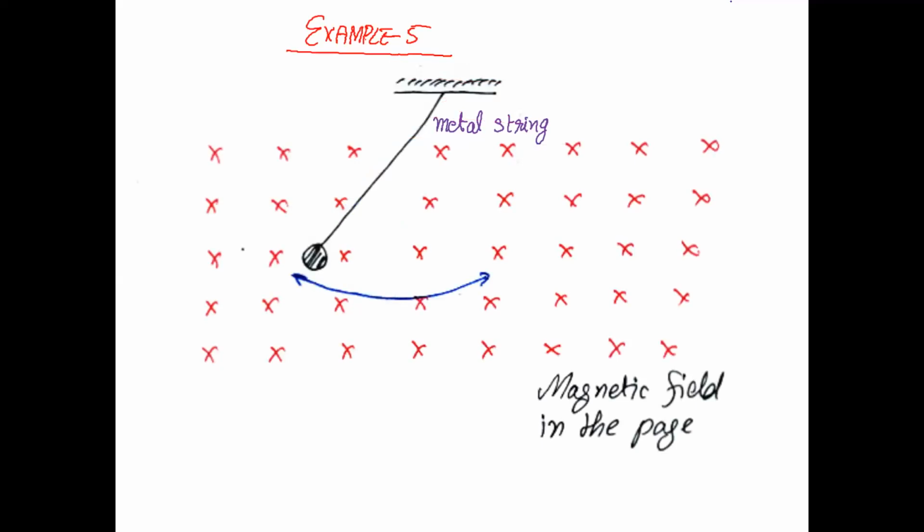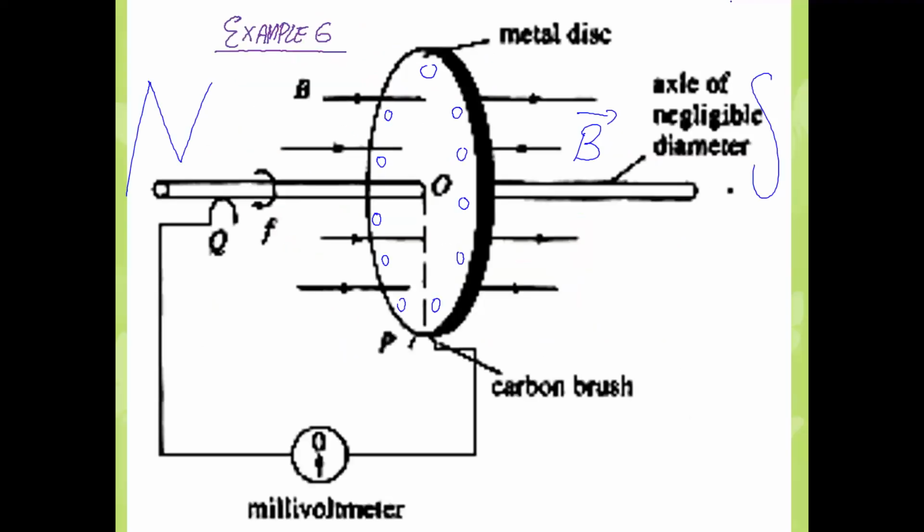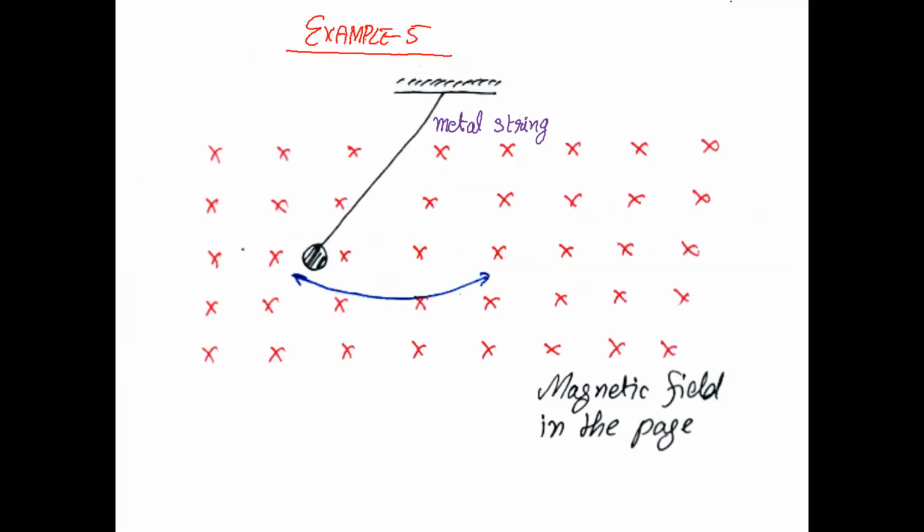See this example. Now it's a metallic string, and the metallic string is vibrating in a magnetic field. Look at the magnetic field crosses. As it is cutting the field lines, it will induce an EMF. And once it induces an EMF, again, the circuit is not complete. It's a single wire. So as it is a single wire, it will induce sparks.